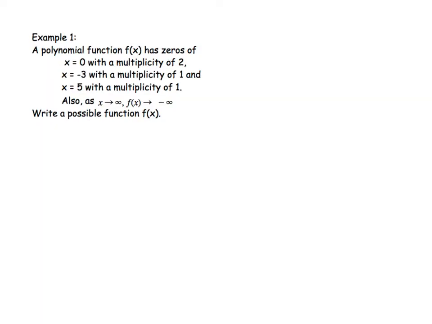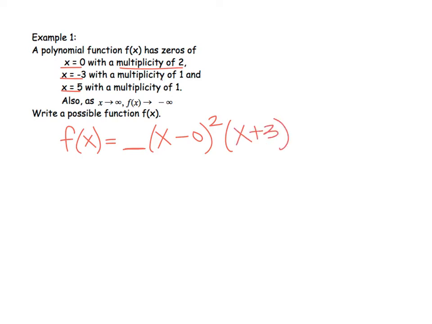In this first example, we're specifically told that we have 3 different zeros and we're given the multiplicity on each one. So the next thing I'm going to do is write my possible function f of x. I'm going to leave a little bit of space for my a value, and I'm going to write x, or x minus 0, with a multiplicity of 2. My next zero is x equals negative 3, so I get x plus 3 as my factor with a multiplicity of 1, which you can write or not.